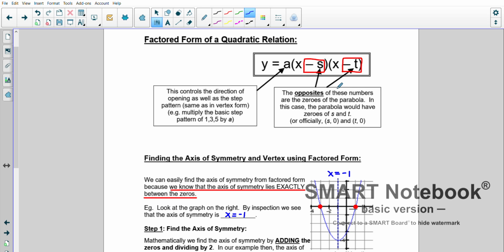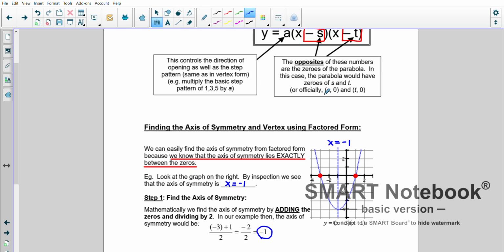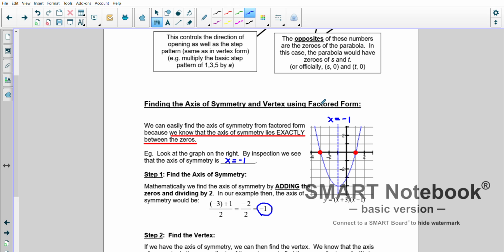Well, that's great. You can look at an equation like the one we just did and identify the zeros, but how's that going to help you get the vertex? So I'm going to go through that process, and this is the last skill that we need to do this lesson. Because when we had the vertex form, all we needed was the vertex and the step pattern. But if we just know the zeros, how do we get to this very important part right here, the vertex? And I'll explain that right now.